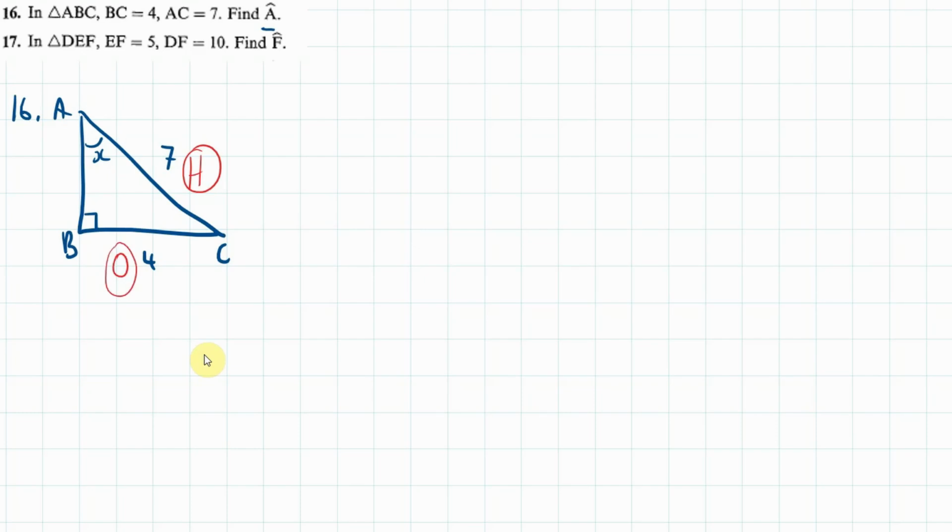And we also know the opposite. So this is sine. So we go sine x equals opposite over hypotenuse, so 4 over 7. How do we get the x by itself? We apply an inverse sine to both sides.